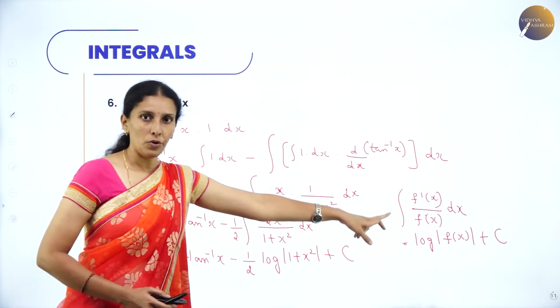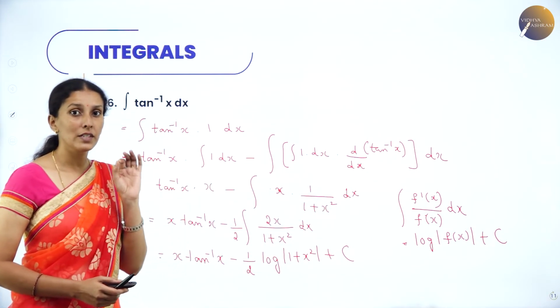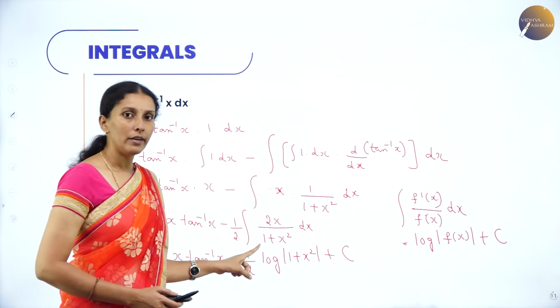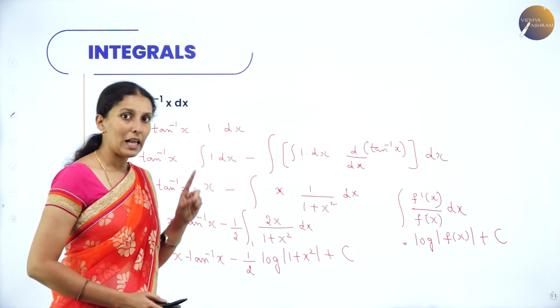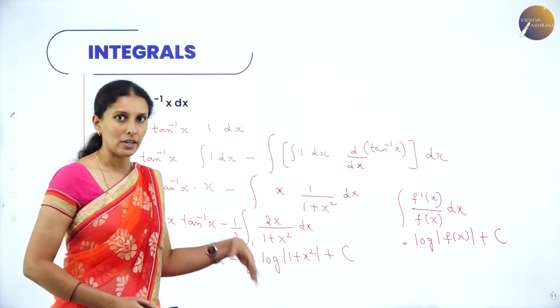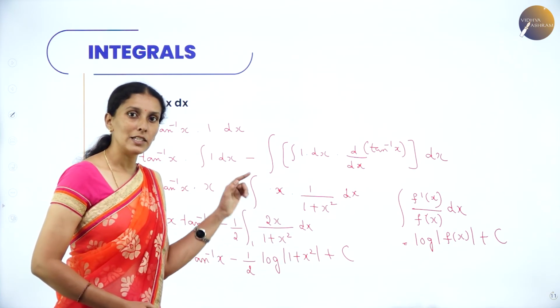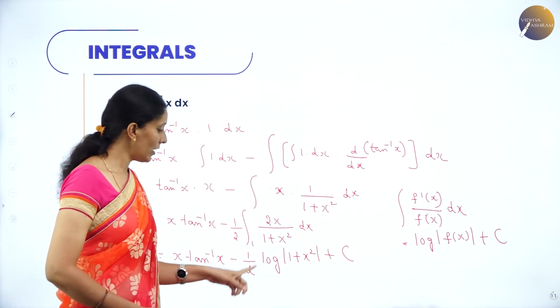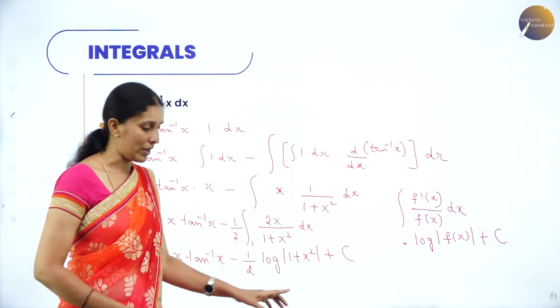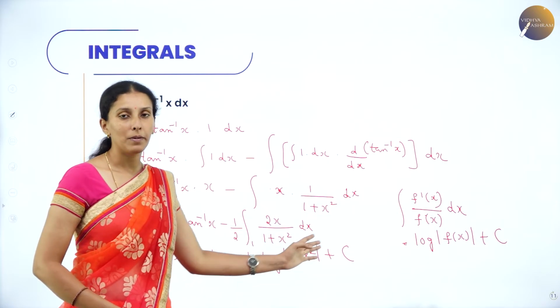Or if you don't know the standard form, you can use the substitution method. Put t is equal to 1 plus x square, then dt is 2x dx. So again this is in the form of dt by t. The integral of 1 by t is log t. What is t we have taken? We have taken t as 1 plus x square. That is why it becomes log of 1 plus x square.